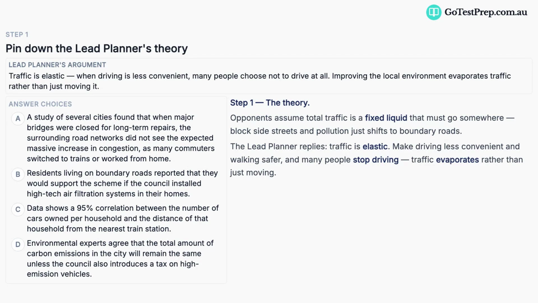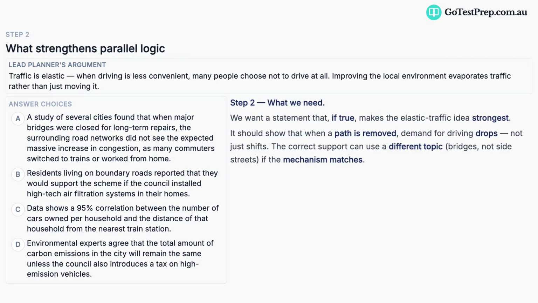Step 1. Pin down the lead planner's theory. Okay, so let's pin down what the lead planner's actually claiming. Opponents assume total traffic is a fixed liquid, block side streets, and the same volume just moves to boundary roads. The lead planner says traffic is elastic, make driving less convenient and walking safer, and many people choose not to drive at all, so traffic evaporates rather than just shifting elsewhere.